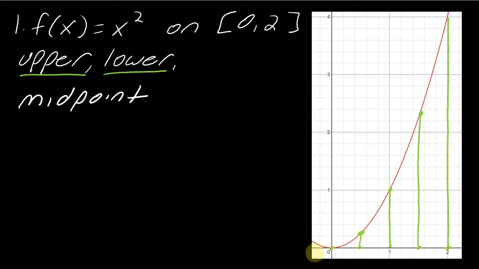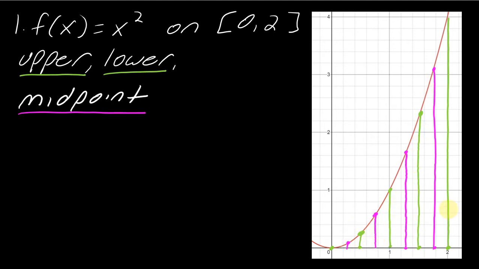So these green lines will indicate where either those upper or lower endpoints are. And then I'm also going to have the midpoint sum, so I'll go ahead and draw that out as well. The midpoint falls in between each one of the green lines, so that's within each interval.